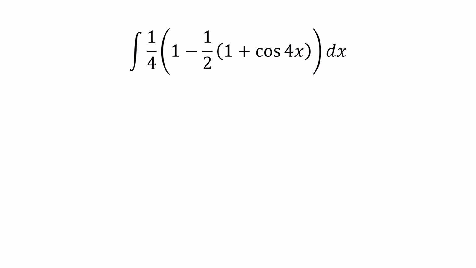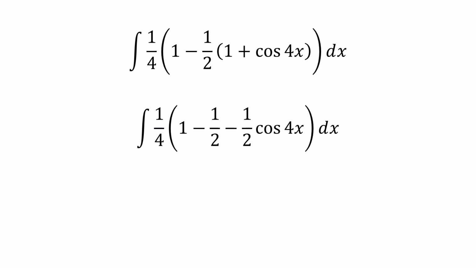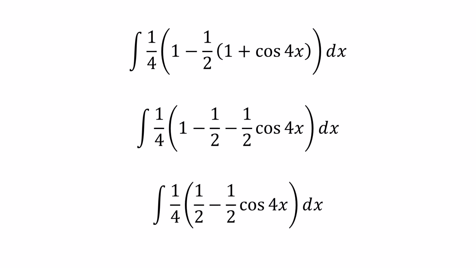Next, we distribute the minus 1/2, which gives the integral of 1/4 times 1 minus 1/2 minus 1/2 cosine of 4x dx. Combining like terms then gives the integral of 1/4 times 1/2 minus 1/2 cosine of 4x dx.